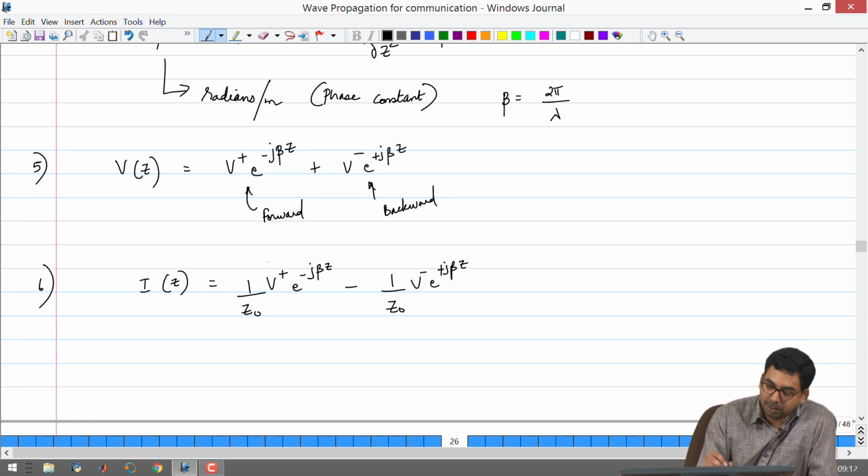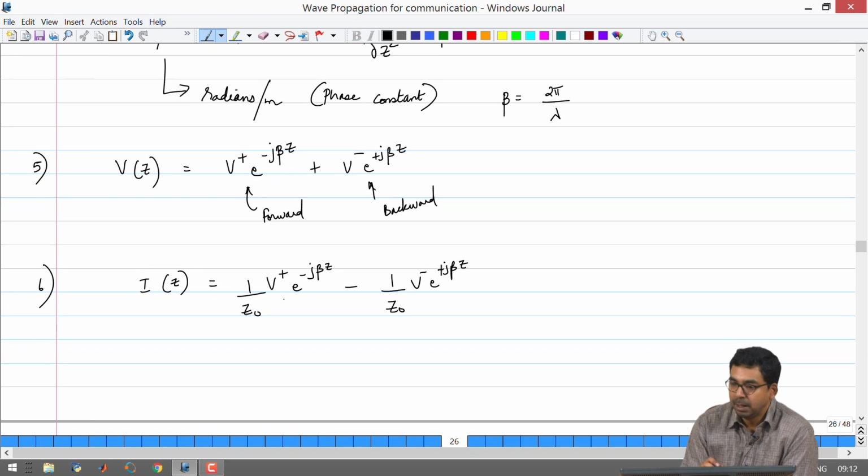So, it will mean that the forward voltage divided by the forward current will give you characteristic impedance Z₀, and the backward voltage divided by the backward current will give you −Z₀, but one should not worry about −Z₀ as negative resistance or negative impedance, etc. It just tells you the direction of energy flow is from the sink to the source, not from the source to the sink. So, you should not confuse this with negative resistance, negative impedance and all that.